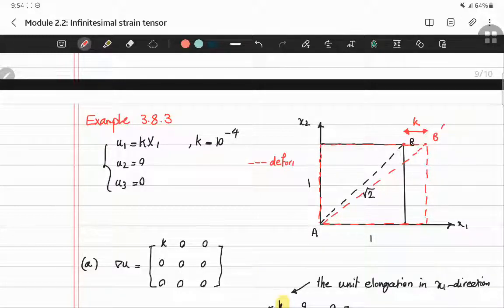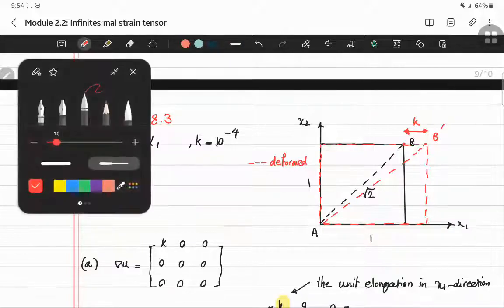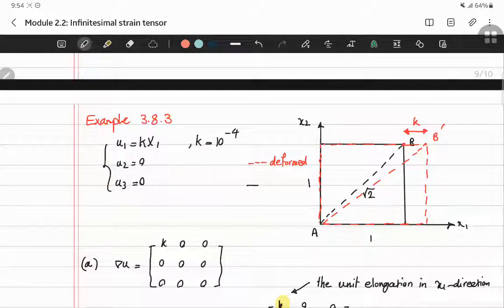Deformed. And this is the initial, or base, or reference configuration. All right.